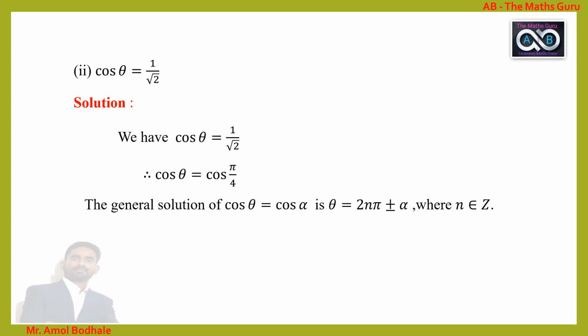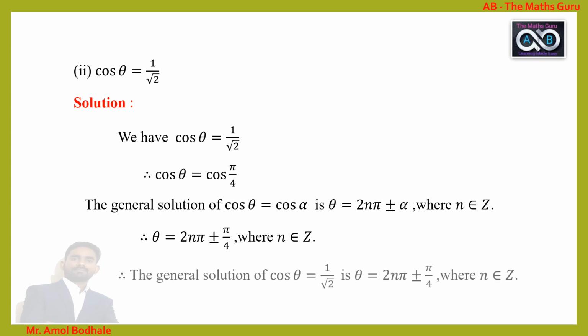Here alpha is exactly pi by 4. So we can replace this alpha by pi by 4 to get the solution. Therefore theta equals 2n pi plus or minus pi by 4, where n belongs to Z. So the general solution of cos theta equals 1 by root 2 is theta equals 2n pi plus or minus pi by 4, where n belongs to Z.